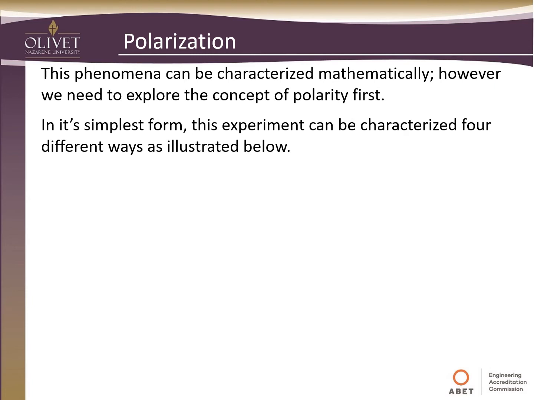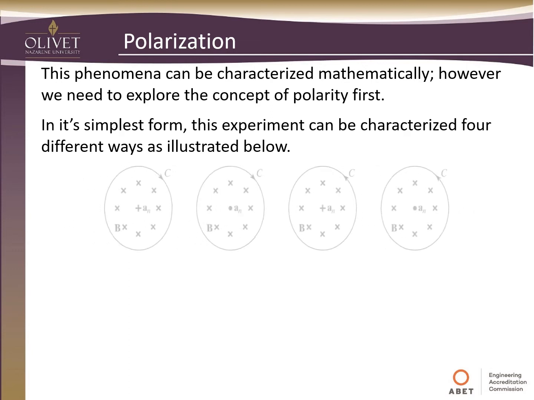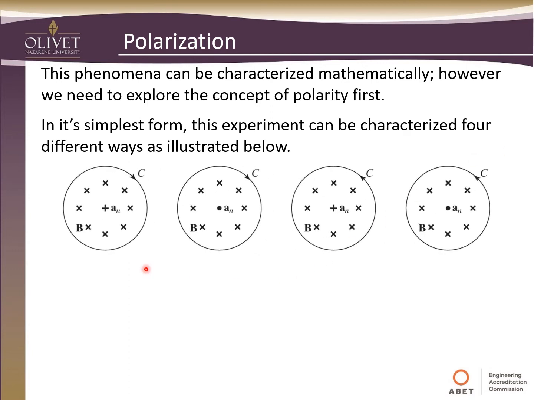In its simplest form, we can characterize this experiment four different ways, as illustrated below. In these four different scenarios, we're going to have these loops like Faraday did. We can assume they're conductors, but they don't necessarily have to be. They're just this defined closed space here. You can see we're going to associate a vector with it, so we can do a line integral if we need to. So we have to associate a direction. In the first two, the direction is going to be clockwise. In the second two, the direction is going to be counterclockwise.